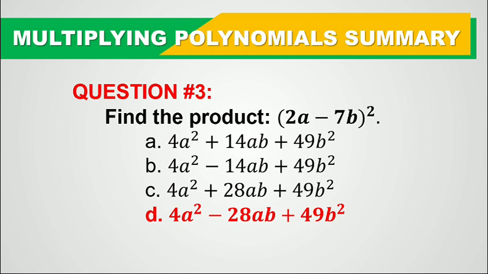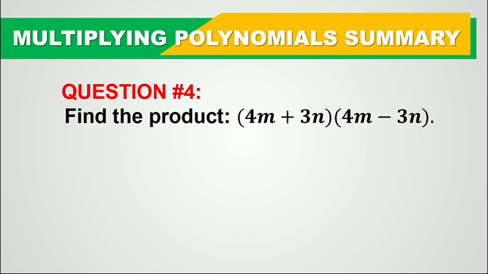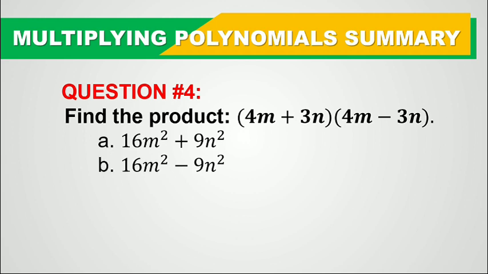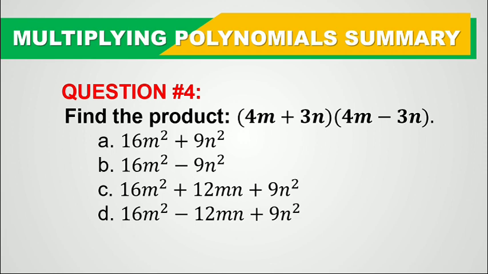Now what about this one? Let's find the product of 4m plus 3n times 4m minus 3n. Is it letter A, 16m squared plus 9n squared? Or letter B, 16m squared minus 9n squared? Or letter C, 16m squared plus 12mn plus 9n squared? Or letter D, 16m squared minus 12mn plus 9n squared? What is your answer?